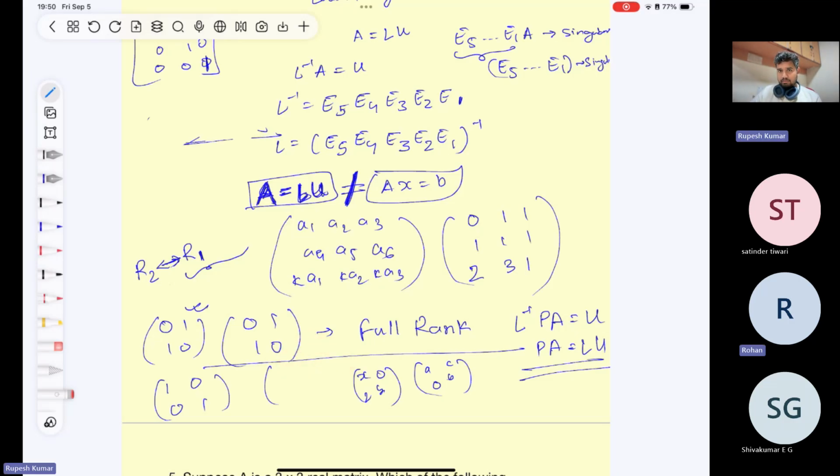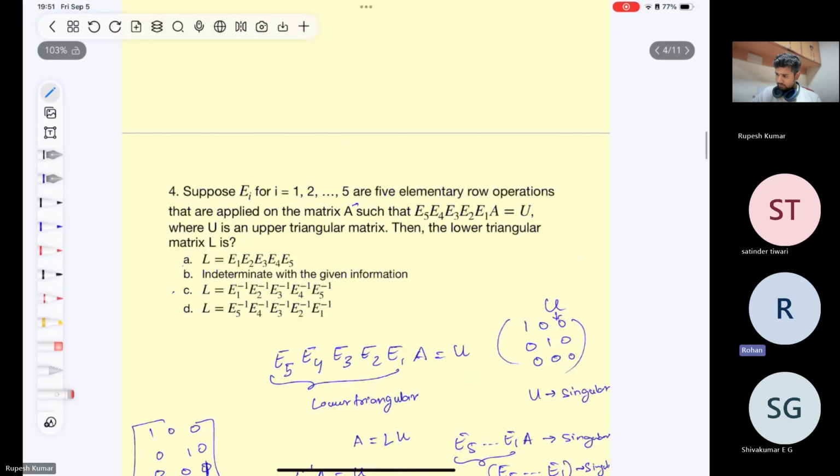Is this clear, Rohan? Yes, sir, it's clear now. Basically, you have to pay attention to the details of what operations you are actually doing. Here, P is not a lower triangular matrix, so essentially it will not be a complete LU decomposition. Got you. So since L is not lower triangular, option B is anyway correct.